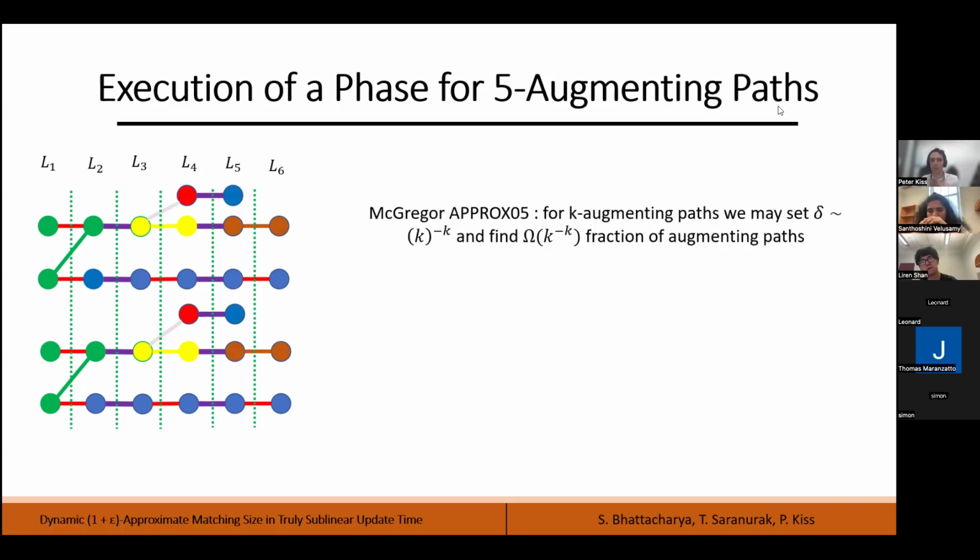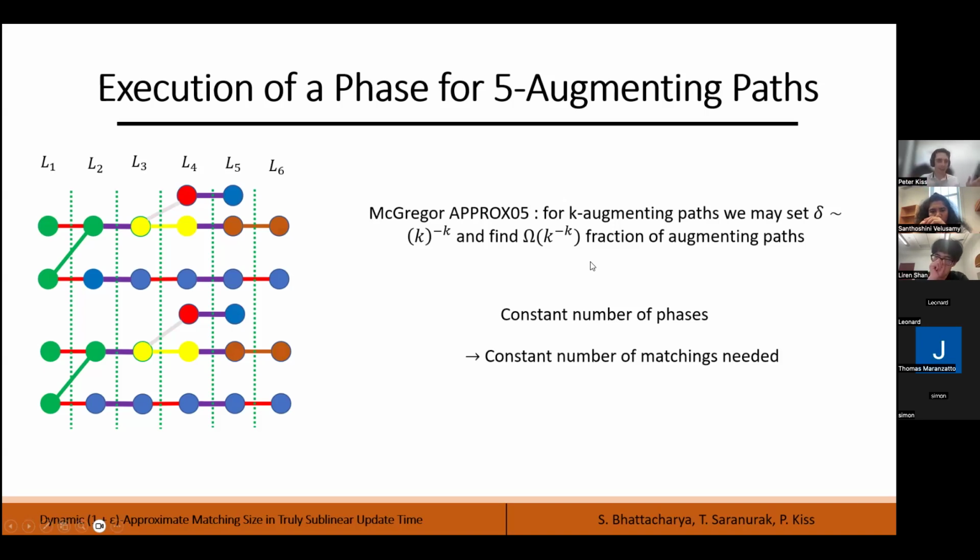So in order to find k augmenting paths, we will set delta to be something like k to the minus k, and we will find roughly the same fraction of augmenting paths if you work out the math. It's rather messy, but the intuition, I think, is relatively clear. So the big thing to remember is constant number of phases. And in each phase, what we do is we calculate a constant approximate matching in a specific vertex-induced subset of the graph. That's the key thing here. It's a very simple thing we do in a particular step.